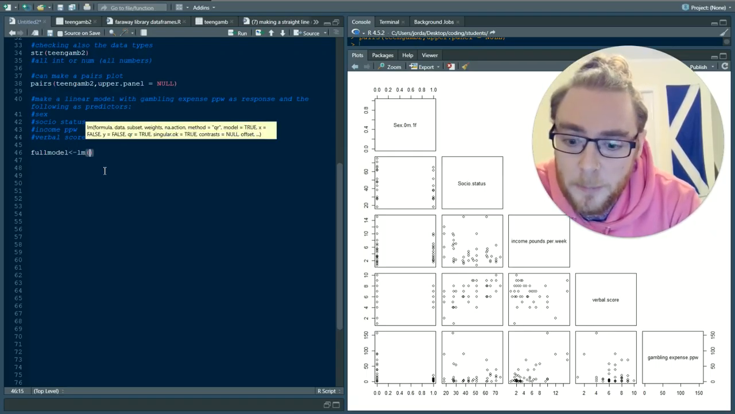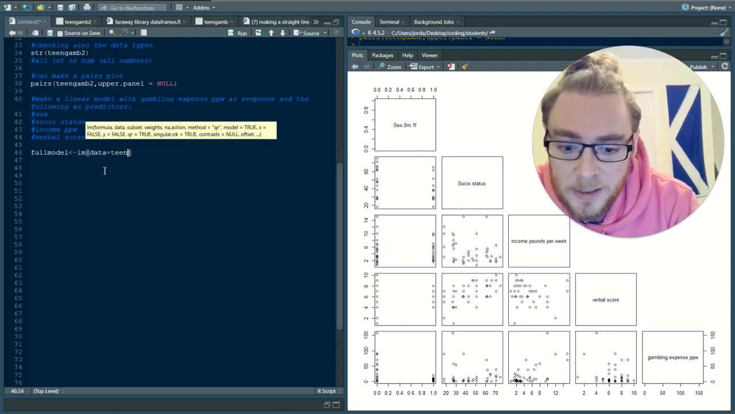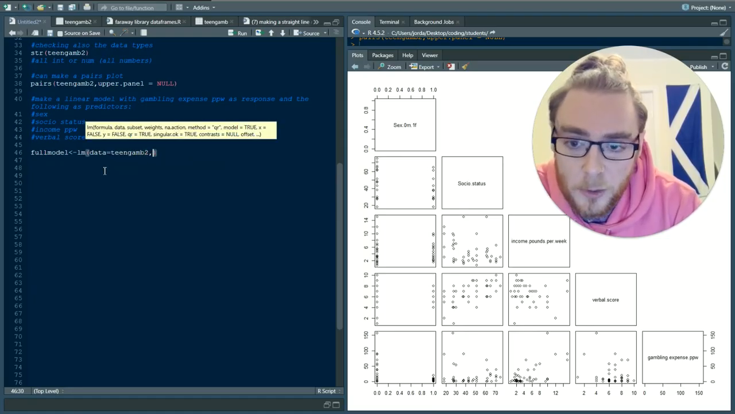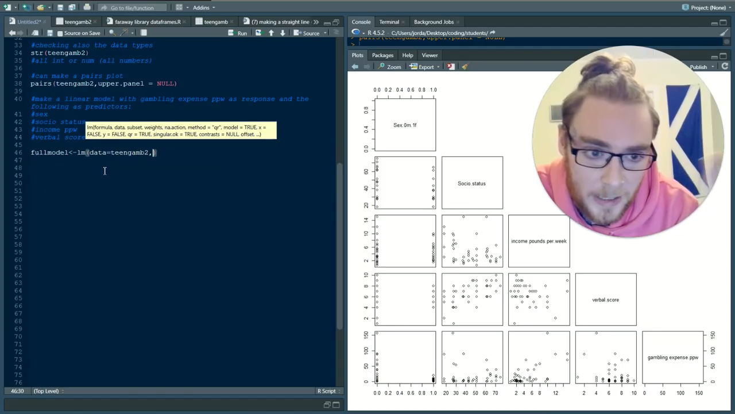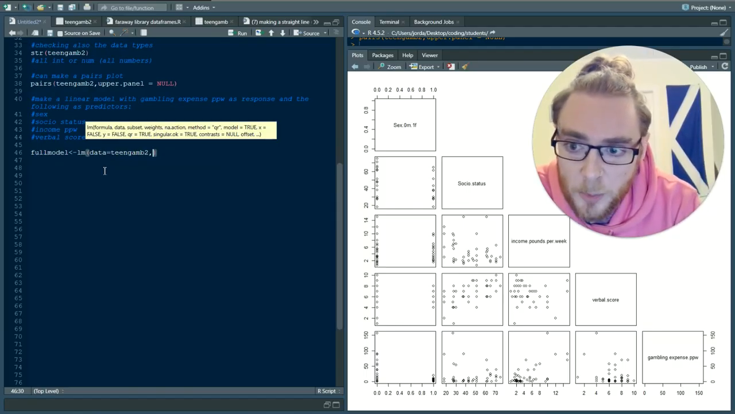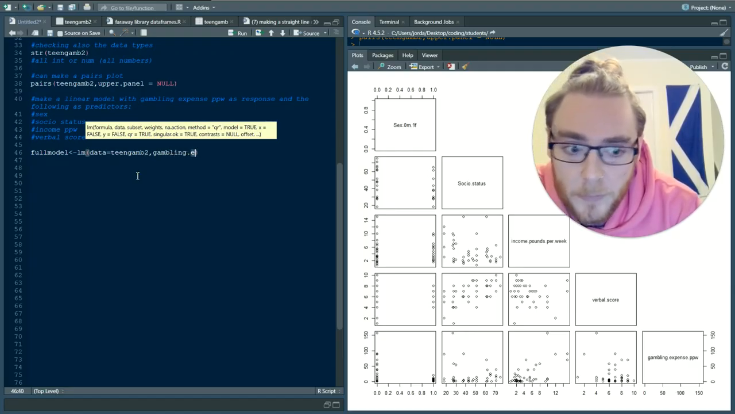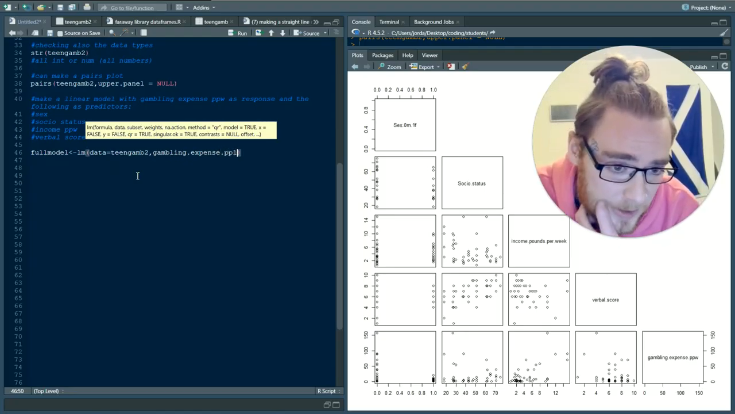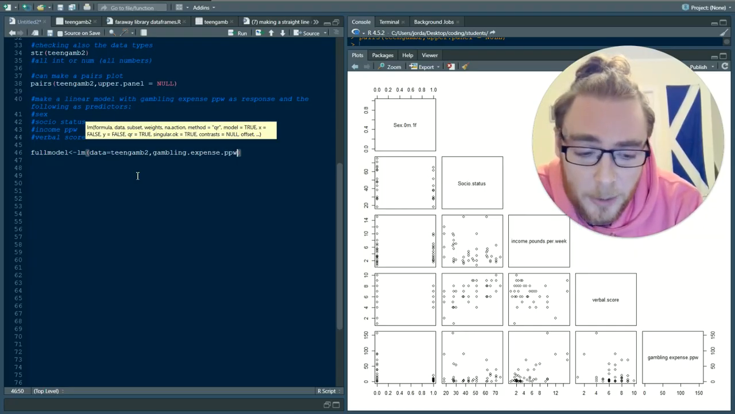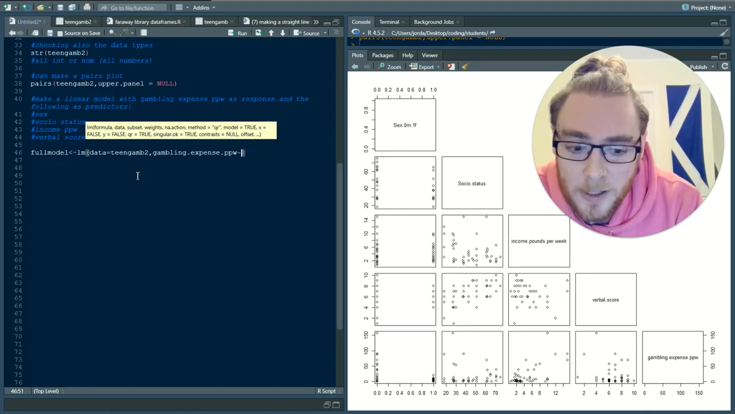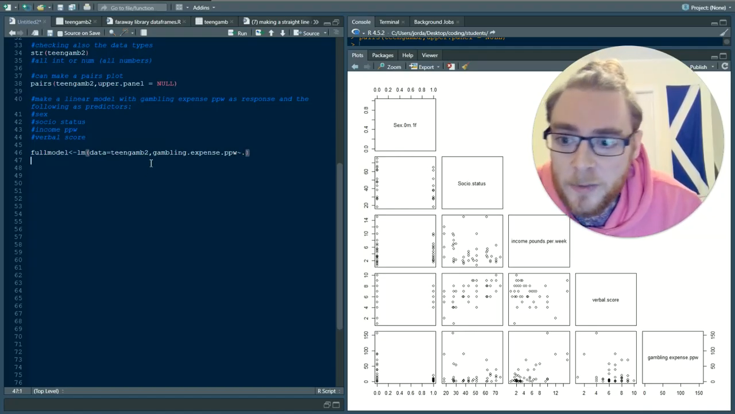full model back arrow lm, data equals teengamb2, and then it's y squiggly line x, y being the response, which is gambling expense dot ppw. This is where it also helps to have the dots instead of spaces. It wouldn't like it if we had spaces here. Squiggly line dot, that includes everything.